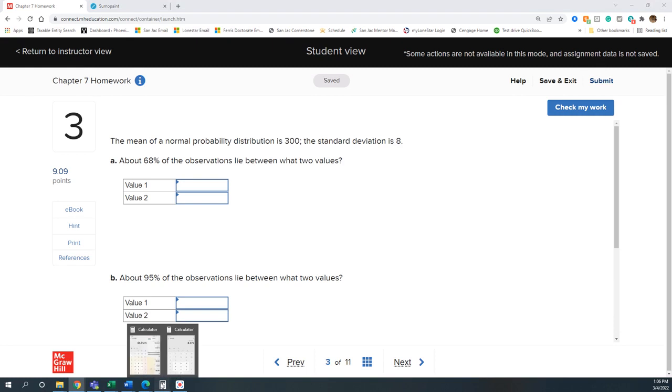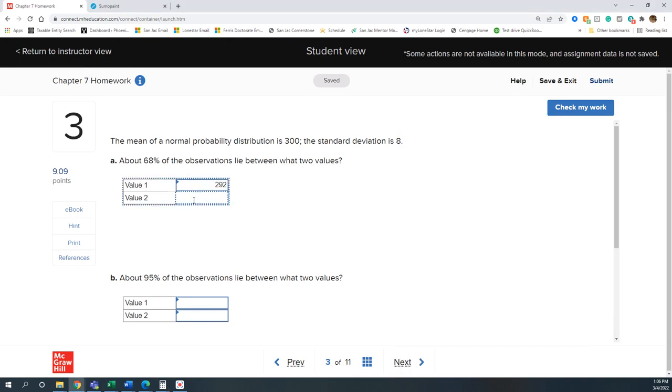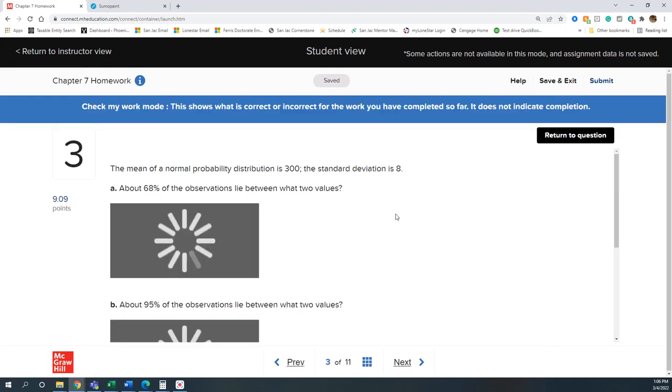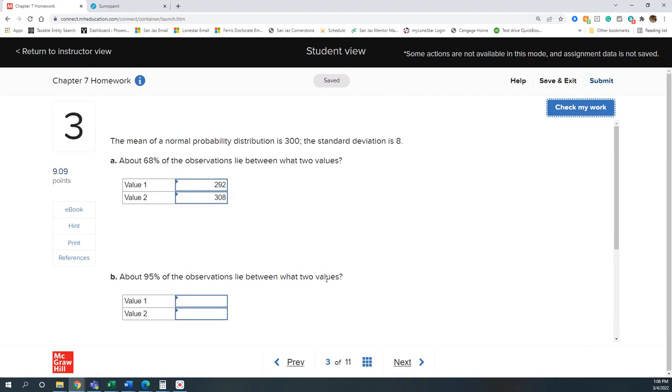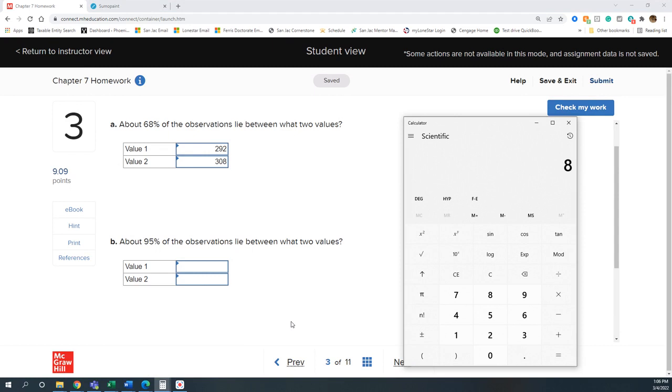So again, calculator. Since I already know 1 times 8 is 8, we take 300 minus 8, which is 292, and plus 8 will be 308. Again, you can check. I like it when it's basically 100. Makes the addition a lot easier. For 95%, I would take 8 times 2, then plus 300 if I want the high, so plus our mean. Or 300 minus 16 to get to 284.